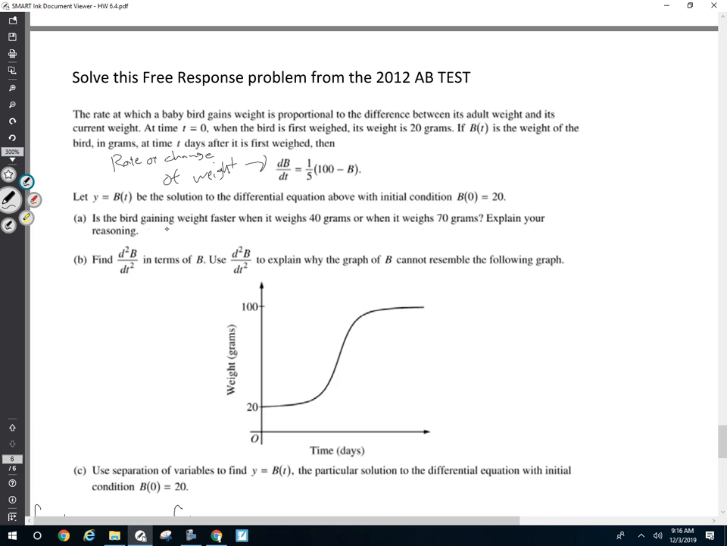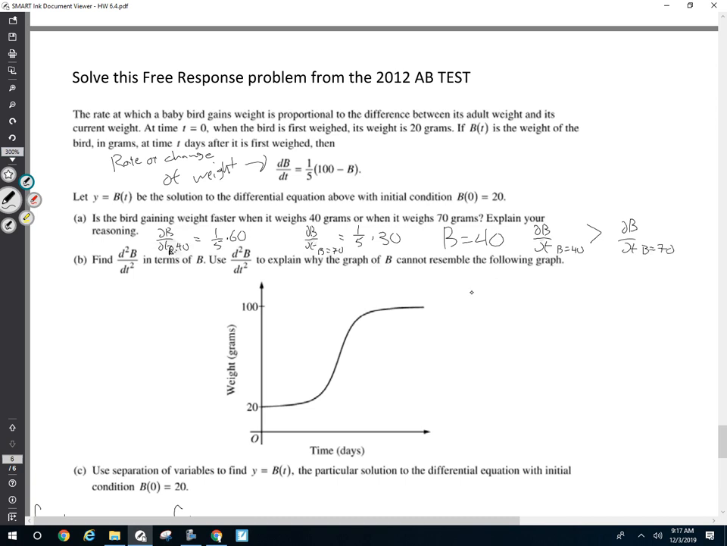Okay, is the bird gaining weight faster at 40 or at 70? Let's just compare db dt's at 40. We get 1/5 times 60 and at 70, I get 1/5 times 30. It's gaining weight faster when it weighs 40 grams. That should make sense. It's kind of like younger. It's growing up. It's going to be gaining weight faster than when it's older. So good, that makes sense. So b equals 40 because db dt at b equals 40 is greater than db dt at b equals 70.